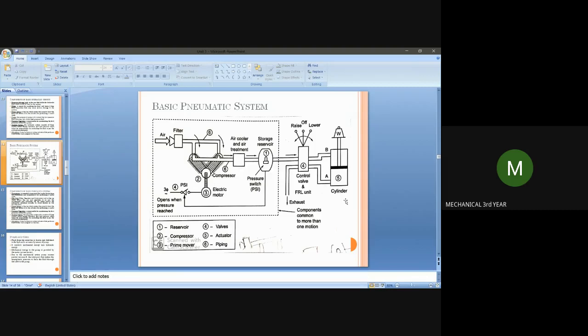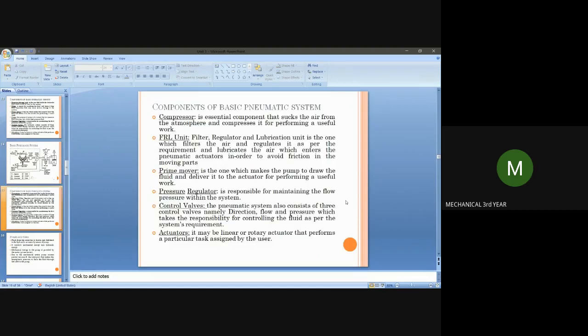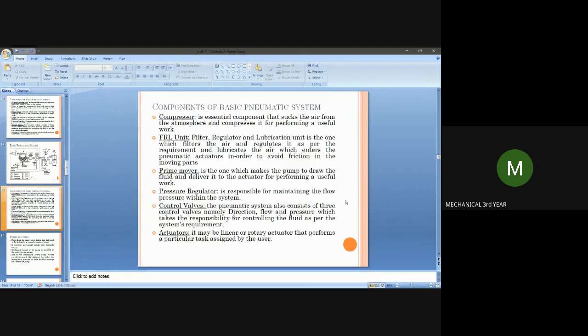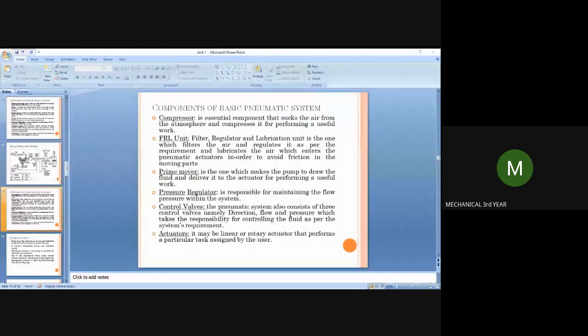So this is the FRL unit. I mean, this is the pneumatic system. It consists of a compressor. A compressor is the essential component that sucks the air from the atmosphere. And FRL, we have already discussed: filter, regulator, and lubricator. It helps to maintain the lifetime of the moving parts, especially the actuator, either a linear or a rotary actuator.